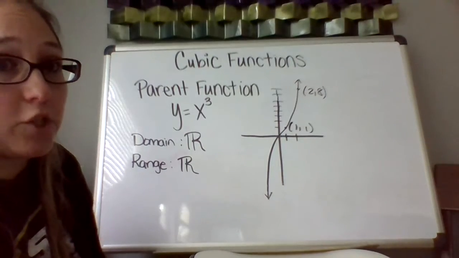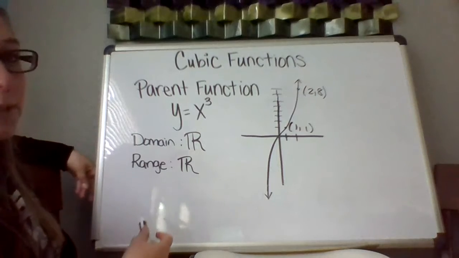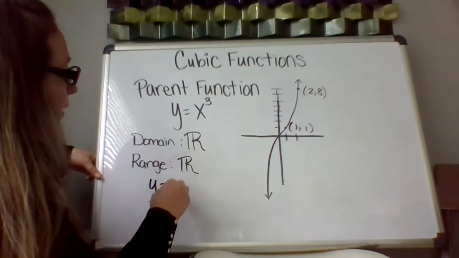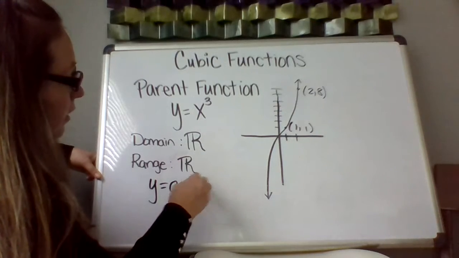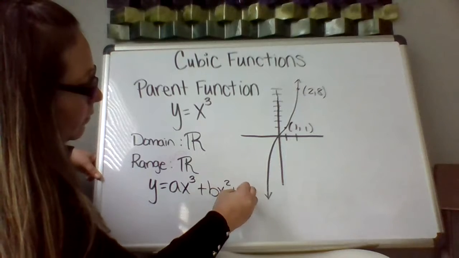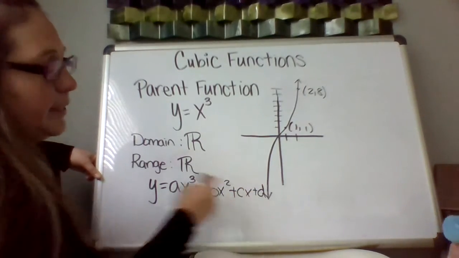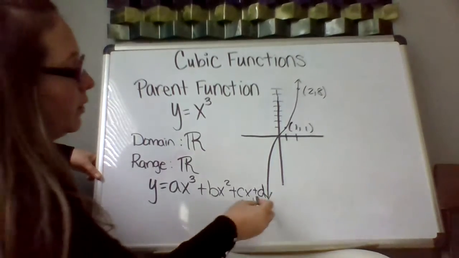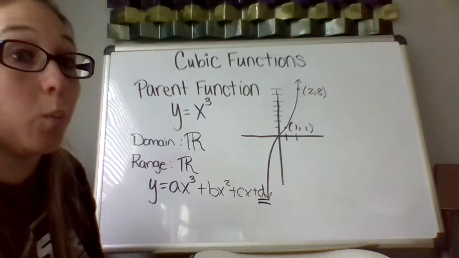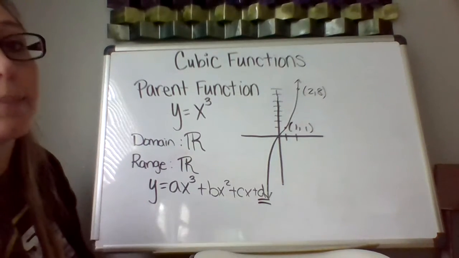For the key features, I want to bring up, this is the parent function, but as we do transformations in lesson 3, you'll see that we get kind of this equation. Okay, so we have an A, B, C, and D. This is one form. The D value, which is our constant, is always going to be our y-intercept. So that's kind of interesting that this is our y-intercept.